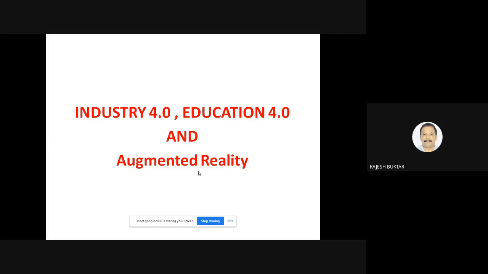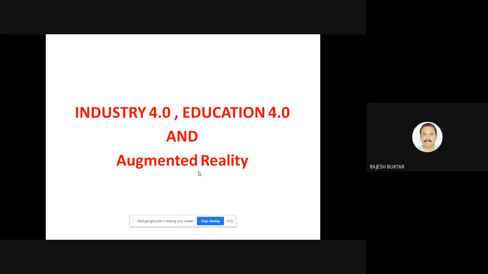Now I have specifically introduced this slide, Industry 4, Education 4, and Augmented Reality, because augmented reality is the topic of this FDP. And we need to understand how augmented reality is important, why we need to discuss augmented reality in this FDP. Because right now we are facing Industry 4, that is the fourth industrial revolution. And in the fourth industrial revolution, there are a lot of enabling technologies, out of which augmented reality is one of the important pillars of the fourth industrial revolution.